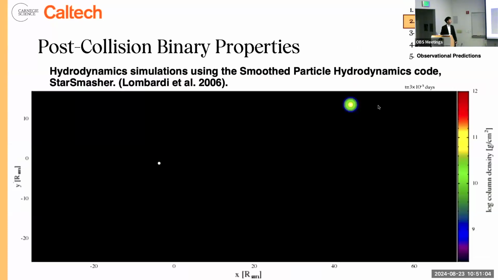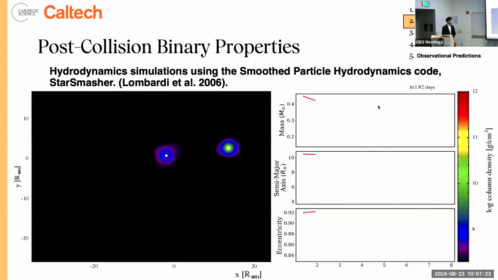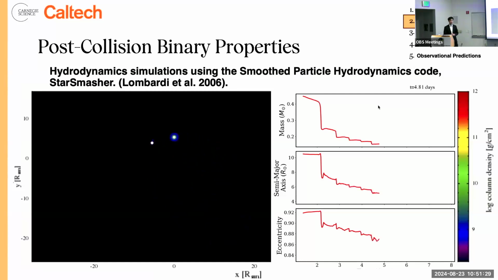What we then did was put this median system into a hydrodynamic simulation that uses the smoothed particle hydrodynamics code StarSmasher, which was performed by a colleague of my mentor, James Lombardi. This basically produced parameters for the binary system after the collision. Here we're tracking the giant mass, the semi-major axis of the orbit, and the eccentricity of the orbit.